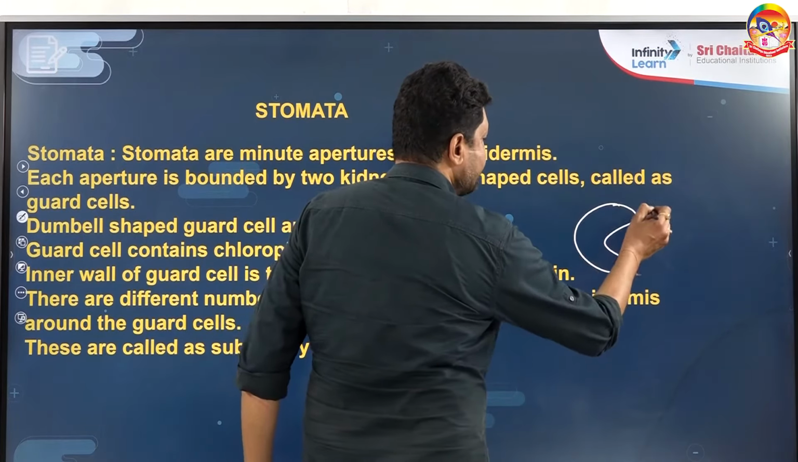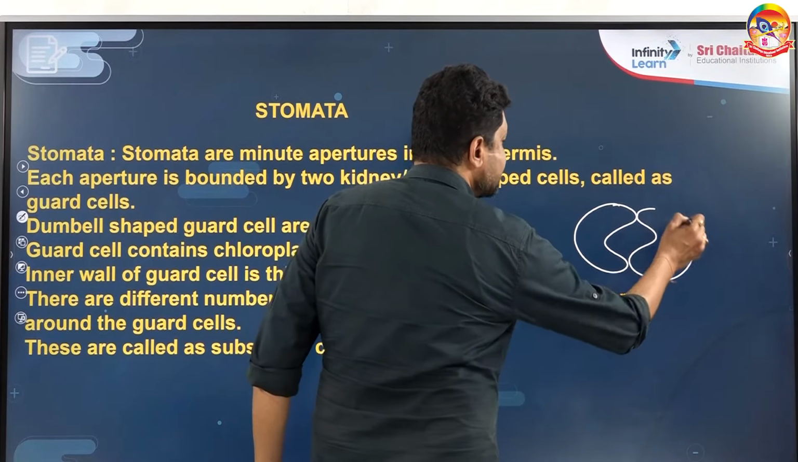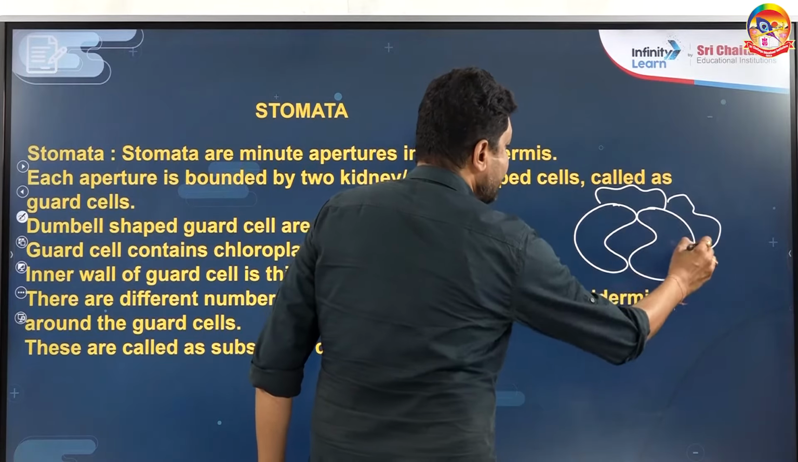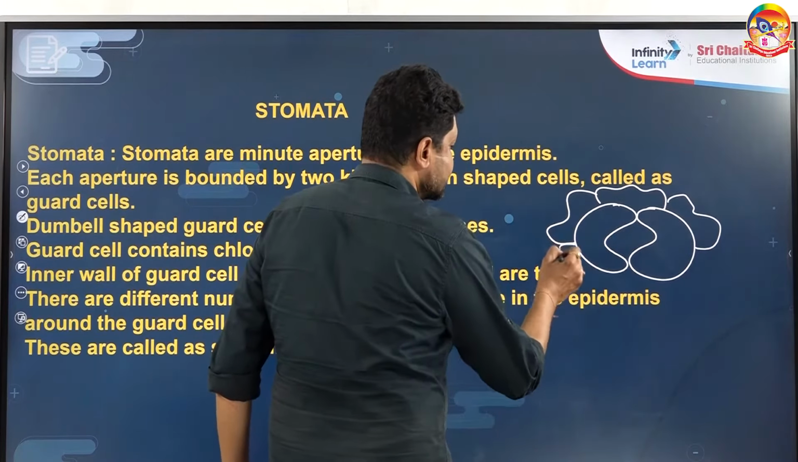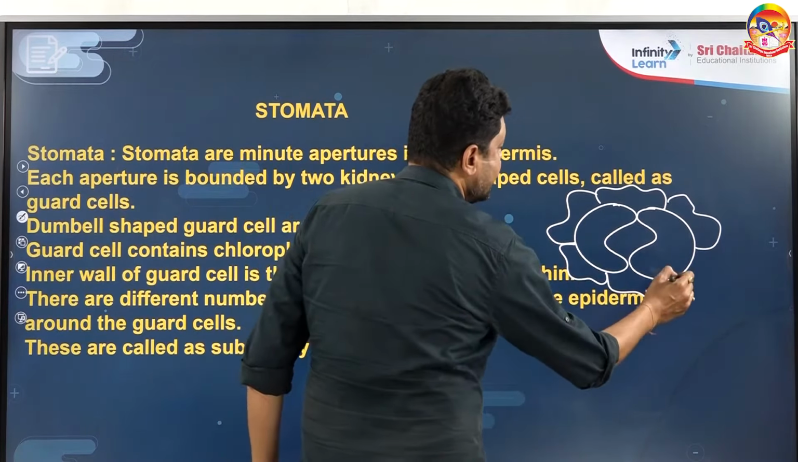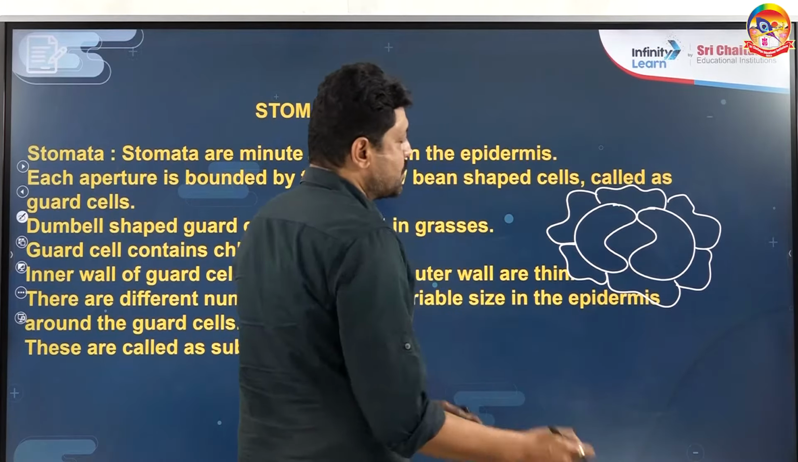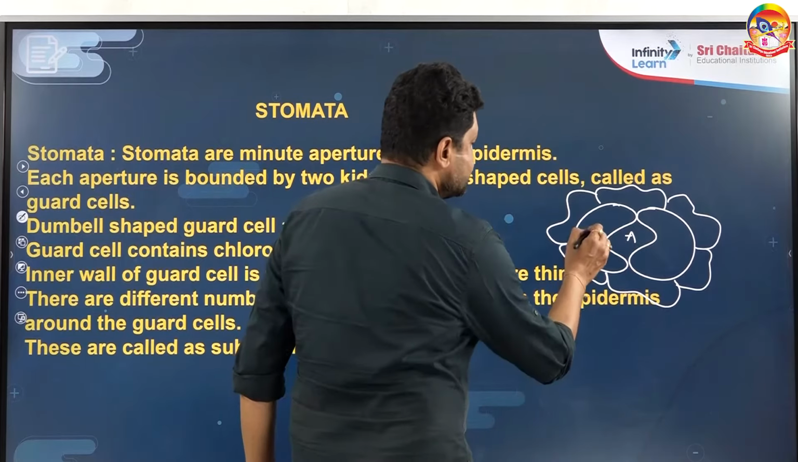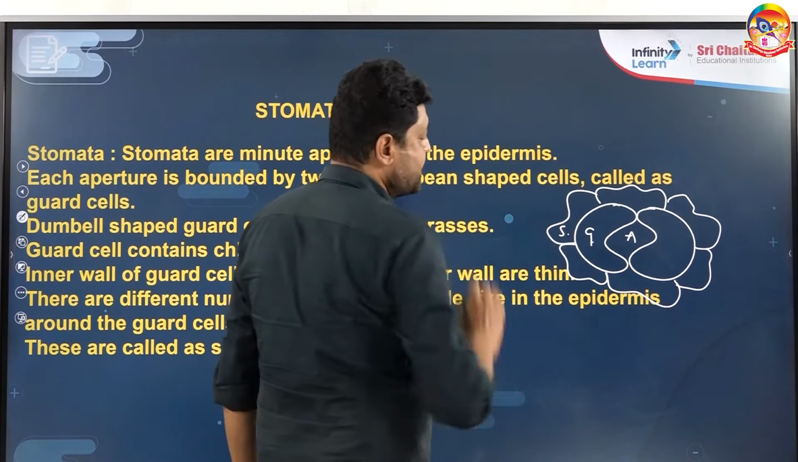Kidney-shaped or bean-shaped or reniform cells will be there. Reniform cells are closely associated in vicinity. In the textbook there is a word "in vicinity", which means very near to. This is the stomatal aperture or stomatal pore. This is the guard cell. This is the subsidiary cell.